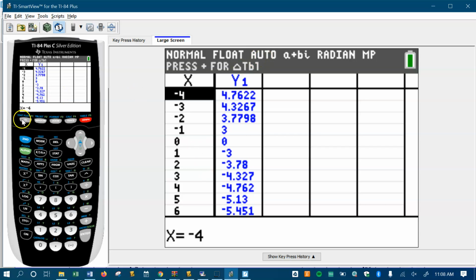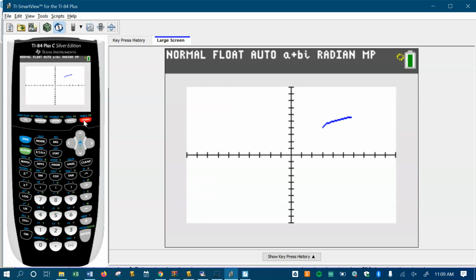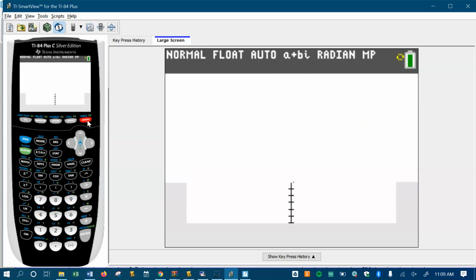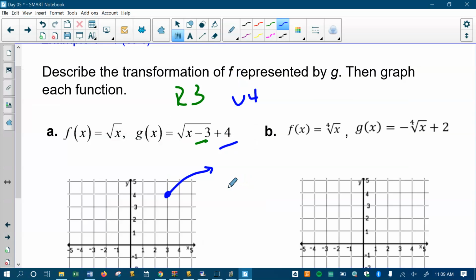So let's go to y equals, and let's do root x minus 3 plus 4 and see what the graph looks like. Hopefully we're right. Oh, yes, it does move right 3 and up 4. Let's go to the table to get another value so we can graph it more accurately. And it looks like 4, 5 is another point. Excellent. So 4, 5 is here.